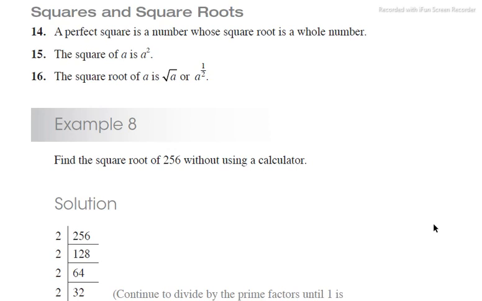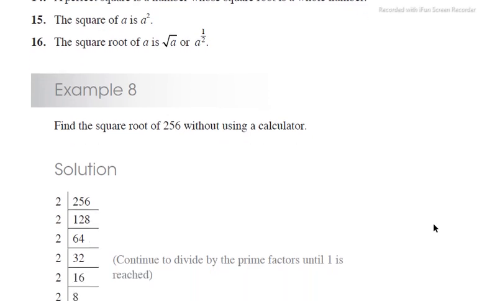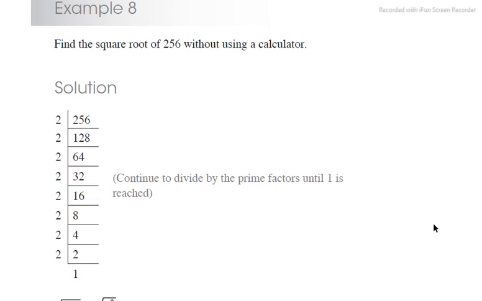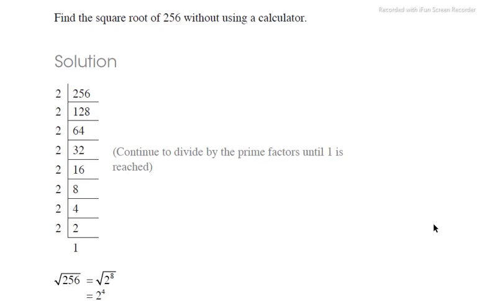Let us look at examples. Example 8 requires us to find the square root of 256 without using a calculator. How shall we do this? We shall factorize 256 and express it as a product of its prime factors, which gives us 2 power 8.